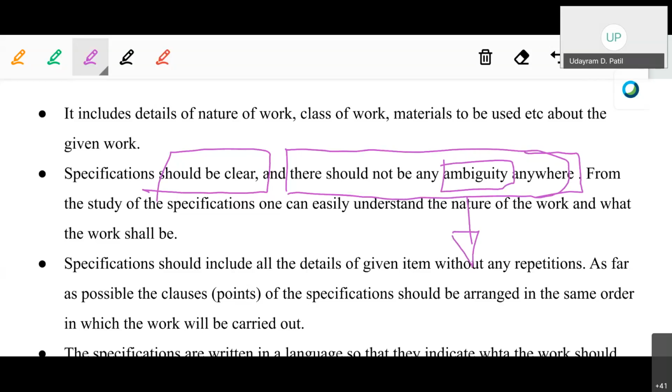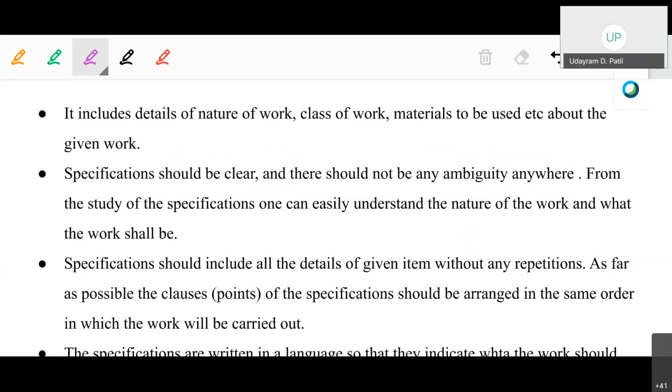Okay, so that particular quantity and specification should be clear, and there should not be any confusion anywhere. From the study of the specification, the particular specification will be given to the particular labor. So labor ला सुद्धा जे काही particular specification आहे ते properly understand व्हायला हवं. So obviously, first the particular specification should be clear so that there will not be any confusions anywhere.